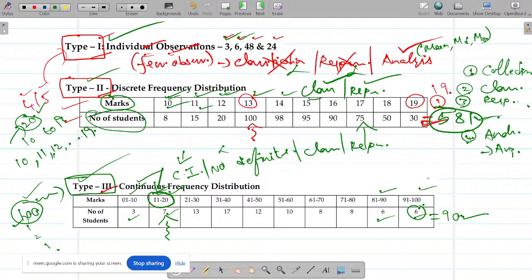How many got above 50? Right? How many got above 90? How many failed? Failed means what? 35 or 40 is a fail.